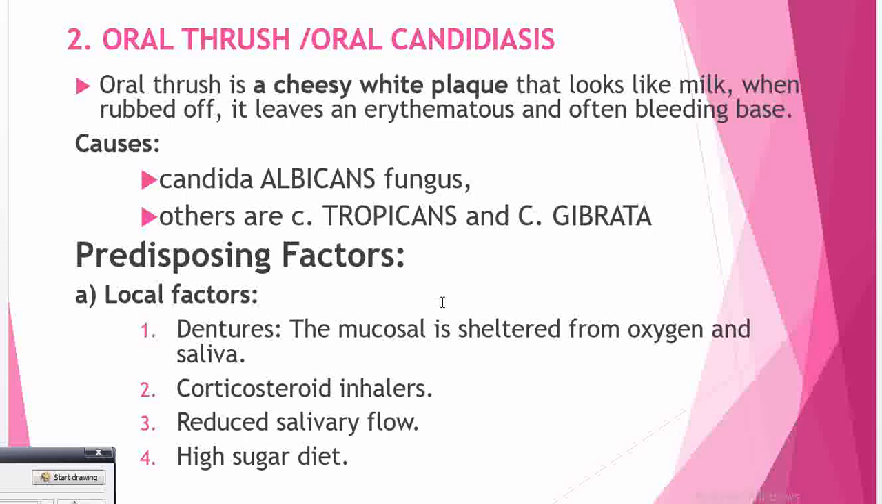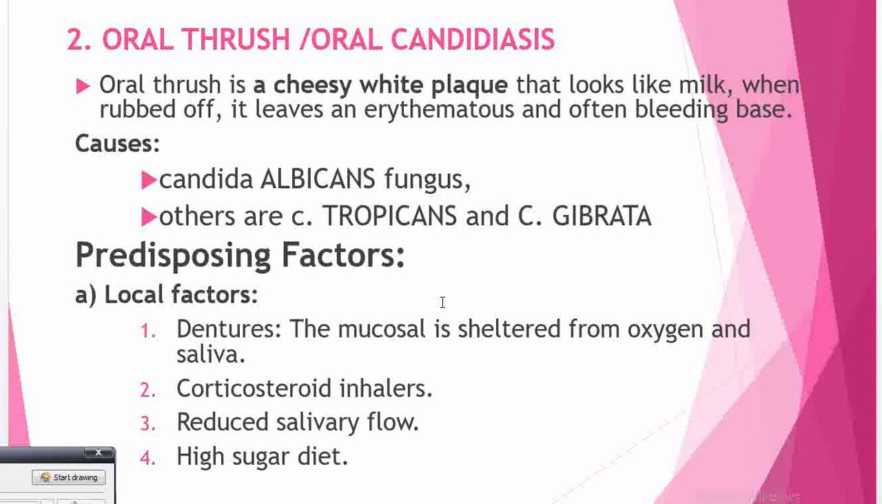Oral thrush is another thing. These are still conditions found in the mouth. Oral thrush is those white things; if someone sticks out their tongue, you may find white things inside their mouth. Oral thrush is a cheesy white plaque that looks like milk. When rubbed off, it leaves an erythematous and bleeding base. It is commonly caused by Candida albicans, a fungus. Candida albicans can also affect the vagina, the lining of the reproductive tract, so some females also have the white thrush.